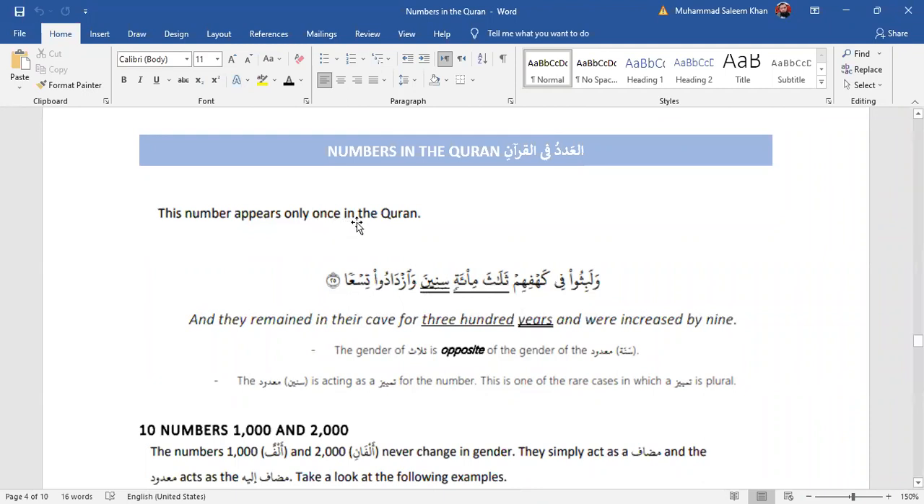This number appears only once in the Quran, and we know this already. If you want to explore it, we can explore it, but I guess since we know about it already, we can proceed further.